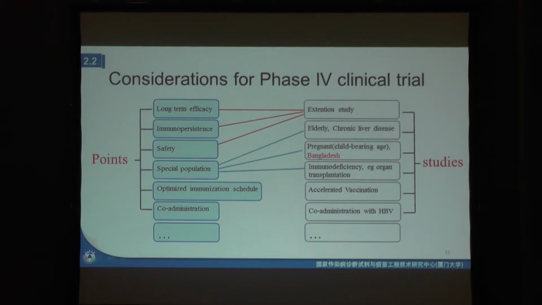So in the phase 4 clinical trial, we need to consider the long-term efficacy, long-term immunopersistence of this vaccine, and the long-term safety of this vaccine, and also the efficacy, immunogenicity, and safety of this vaccine in some specific populations, and the optimized immunization schedule, especially in outbreaks or for those travelers who wish to get immunized in a very short period, and the co-administration with other vaccines. So we designed several studies to try to answer all these questions.